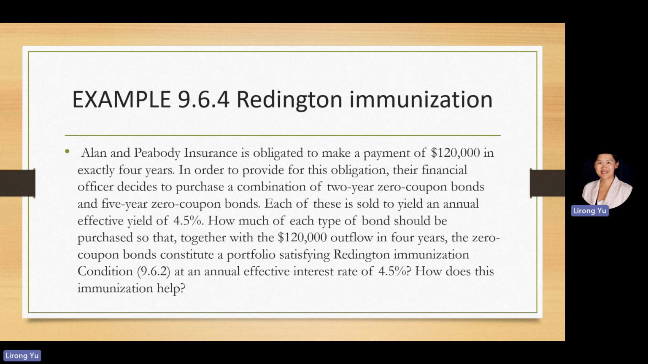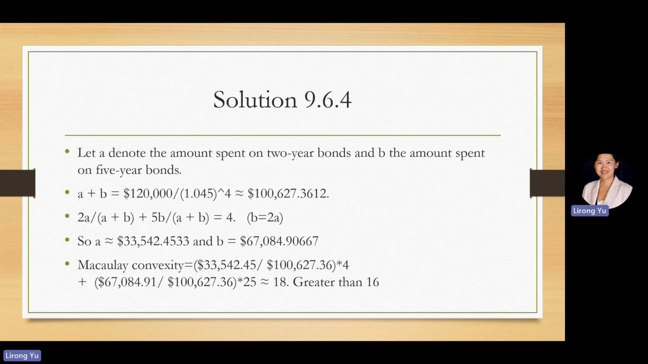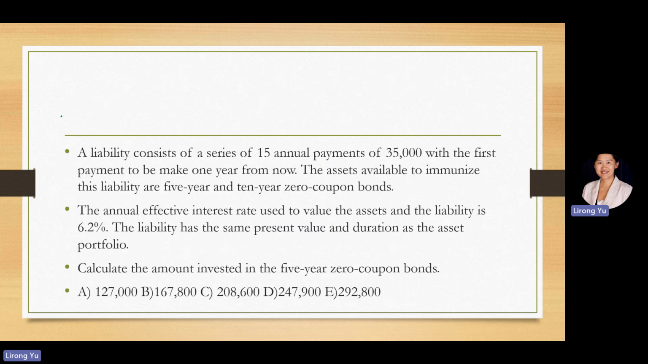And then we need to find the convexity of the portfolio. So we're going to square the 2-year bond and 5-year bond. So 2 squared is 4 and 5 squared is 25. So we're going to find a weighted average of 4 and 25. So the asset A over A plus B times 4, and then asset B over A plus B is the weight for 25. So we get 18. So the convexity of the portfolio, which is the convexity of the asset, is higher than the convexity of the liability, which is 16. All right, so that's that.